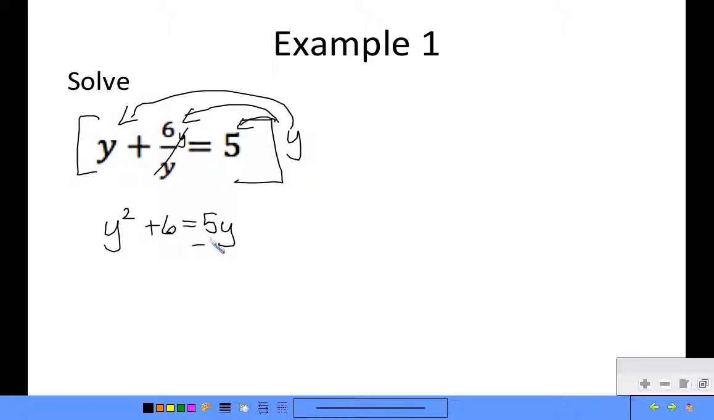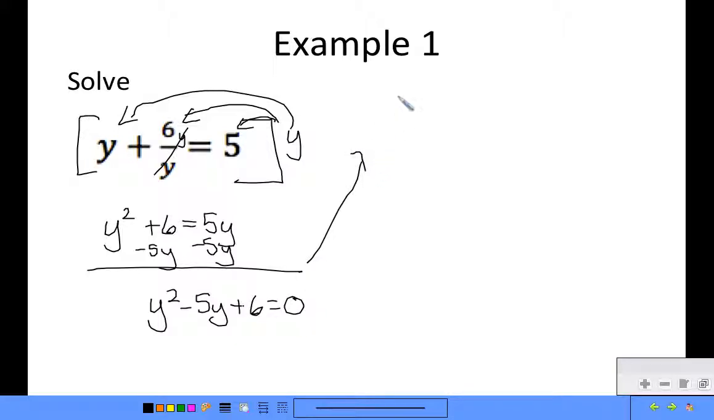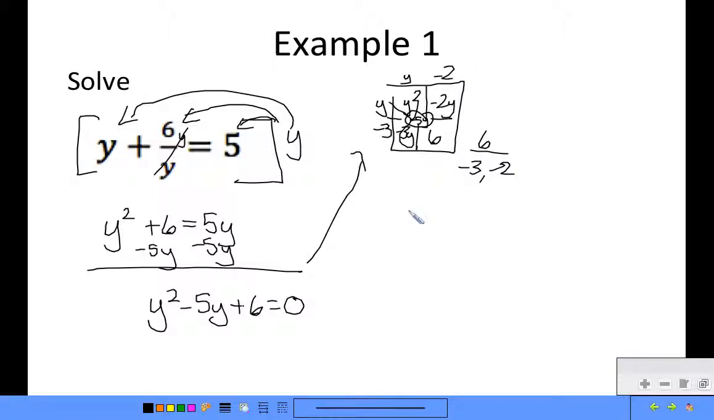And we have a quadratic, so we need to set it equal to 0. So we have y squared minus 5y plus 6 equals 0. And we could try factoring or completing the square, quadratic formula. I'm going to try factoring here. So a times c is 6. So let's see, negative 3 and negative 2. So y minus 2, y minus 3. So it factors into y minus 2 times y minus 3 equals 0. So we have y equals 2 and y equals 3.